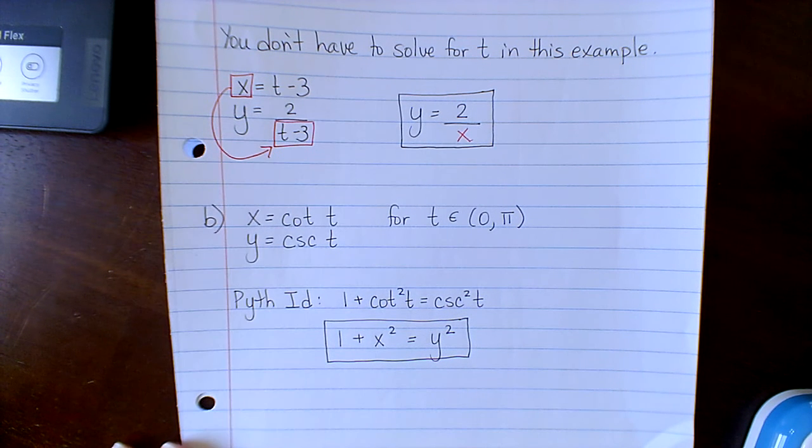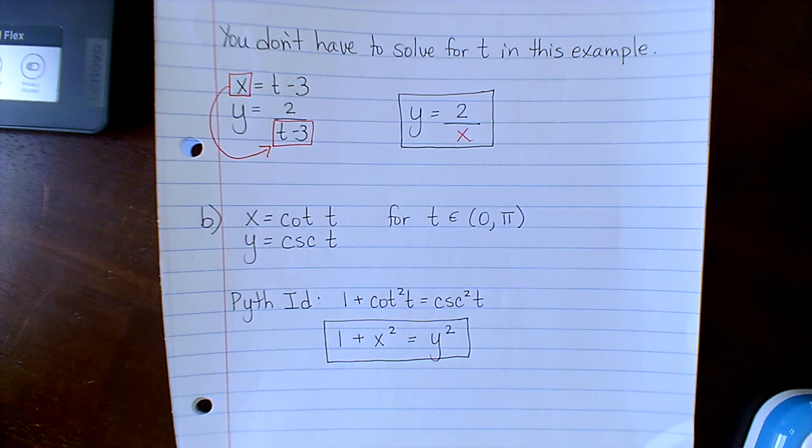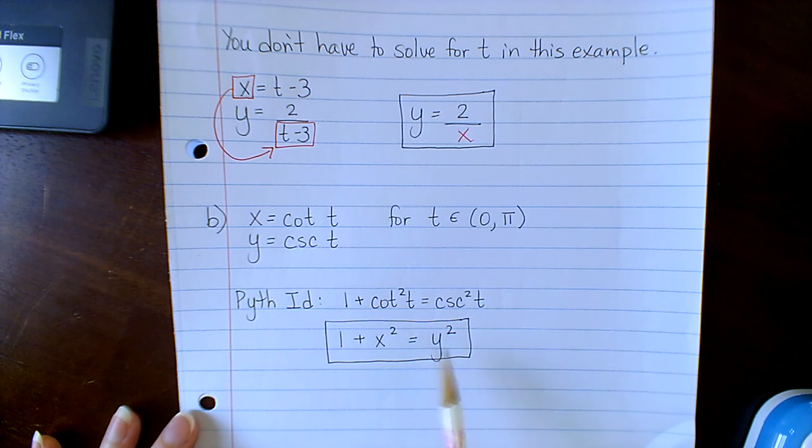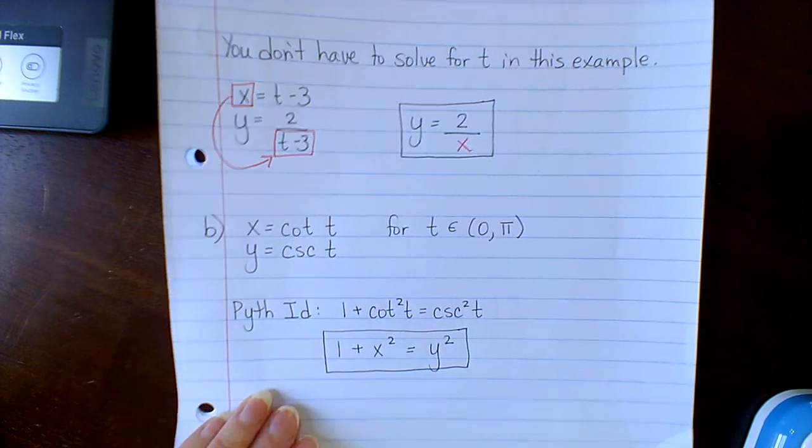Boom. That's it. I know it almost seems too easy. It seems like a trap or something. But no, if you know to use the Pythagorean identity for the trig ones, you're good.